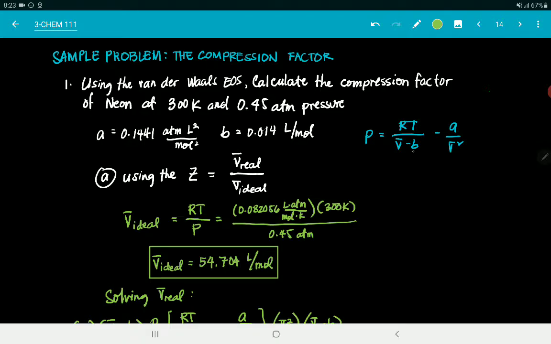So ito namang B, it is directly related to the molecular size or the volume of your individual particles. Okay, so pag pinagsama-sama mo sila, that would be B, that's in liters per mole. So it affects the molar volume of your system. So for letter A, you'll just be using this ratio, Z is equal to V bar real over V bar ideal. So ika-calculate natin yung V bar real and V bar ideal separately, tapos kukunin lang natin yung ratio.